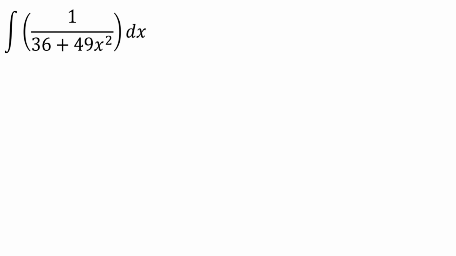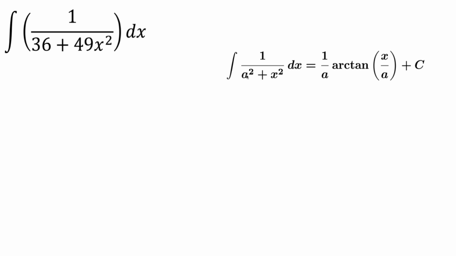In this video, we are going to solve this integral right here. We have the integral of 1 divided by 36 plus 49x squared. Now this problem involves inverse trig, and more specifically, we're going to have to apply this integral right here. The integral of 1 divided by a squared plus x squared dx is equal to 1 divided by a arctan parentheses x divided by a plus c.